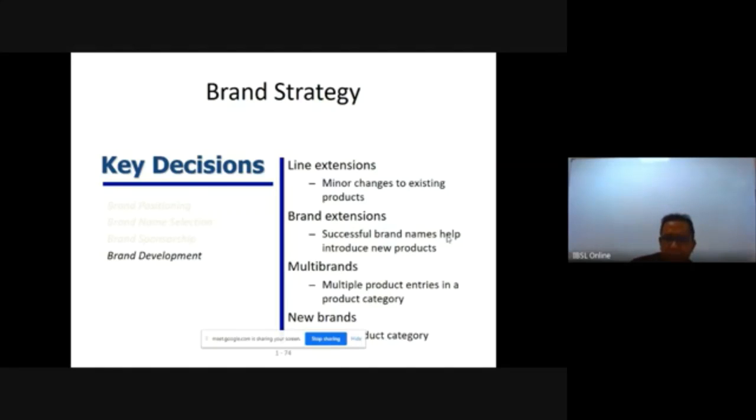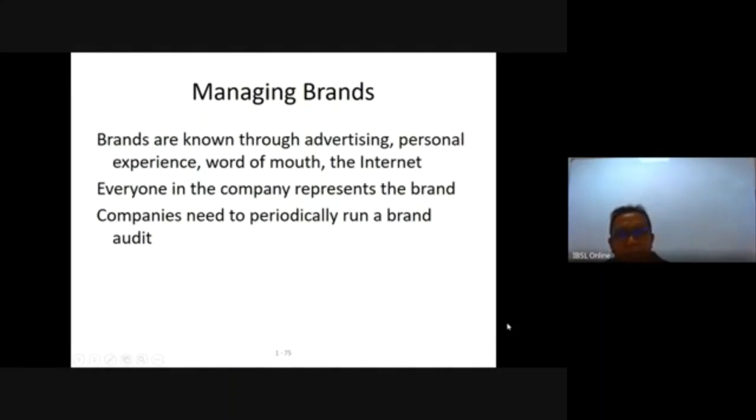Multi-brands. Unilever is an example of multi-brands. Unilever doesn't sell brands under the Unilever name. Unilever is the manufacturer, but their brand names are different. Lux is a separate, individual name. Then Signal, Sunlight, and so on. They are sold under different brand names, but manufactured by Unilever. New brands are the brands that are launched as new products.